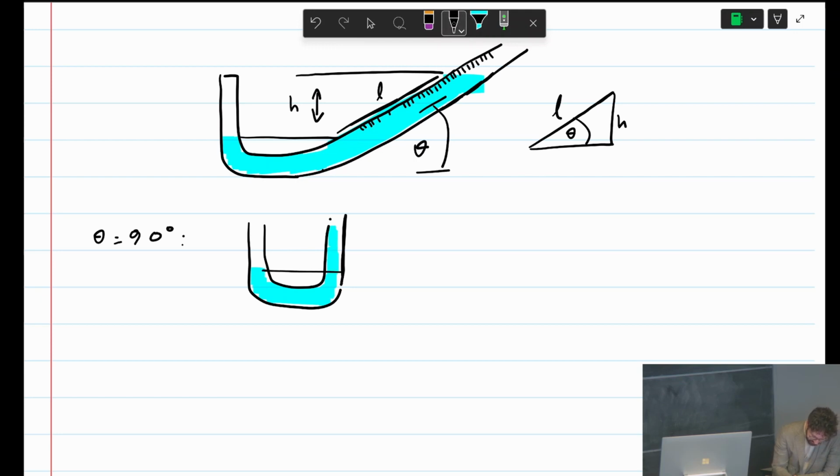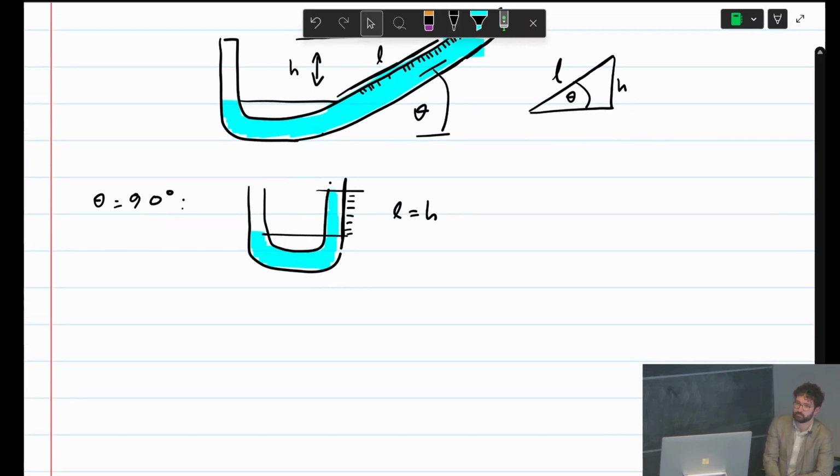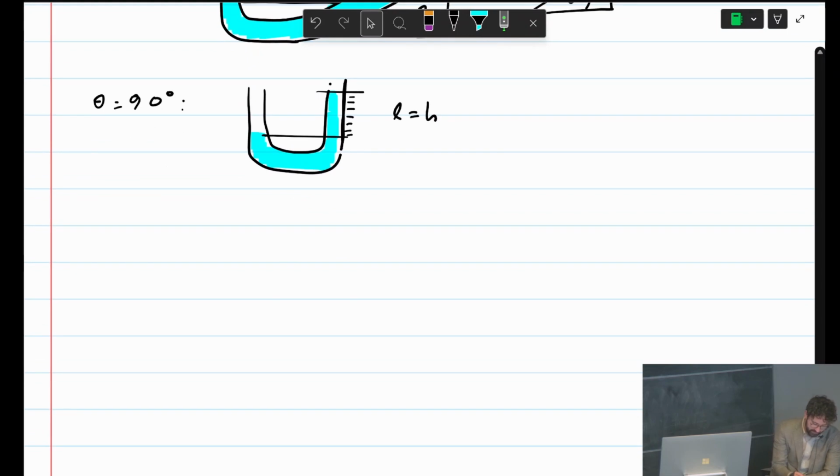In that case, you're measuring here. So that's basically L equals H. So the length you measure on your manometer will be equal to the height change in the fluid. So we can use our relationship here.